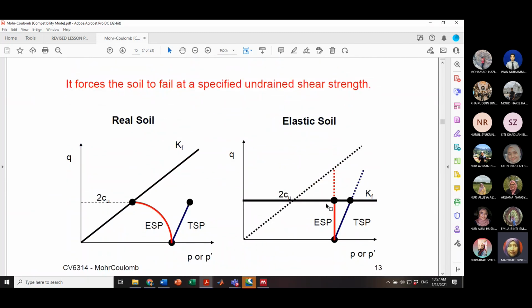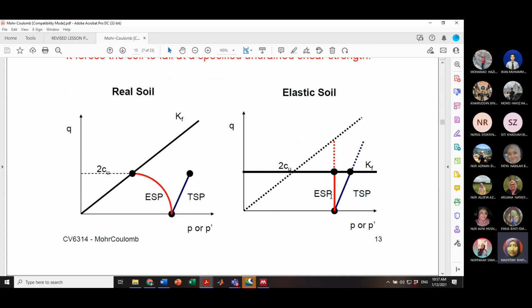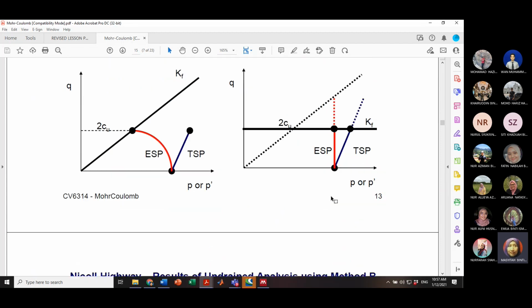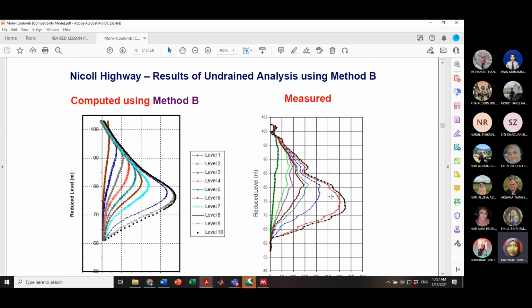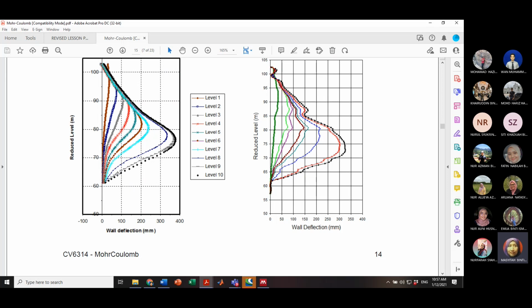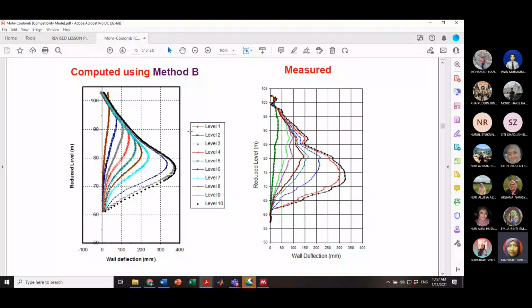Okay, dalam case ni they will see a difference for this kind. That's why it is good to use method B instead of method A in the praxis. So comparison in the measured dan juga predictions, they show almost close results. Maknanya kat sini on the right side is the measured data, and then on the left side is the computed data. So the last wall deflection is around 300 something.